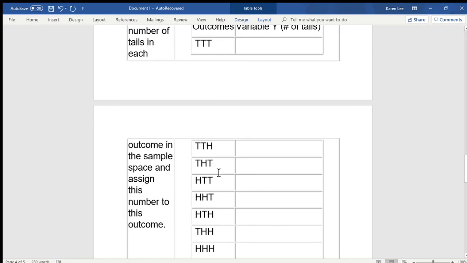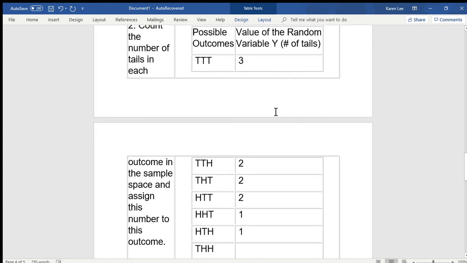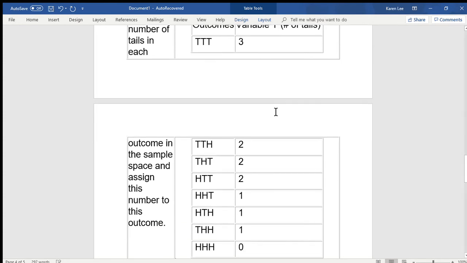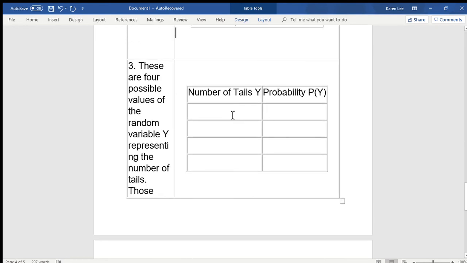So now let's count. Your random variable y represents the number of tails. So we have 3, then 2, 2, 2, then 1, 1, and 0. Next step. These are the 4 possible values of the random variable y representing the number of tails. Thus, we have 0, 1, 2, and 3.